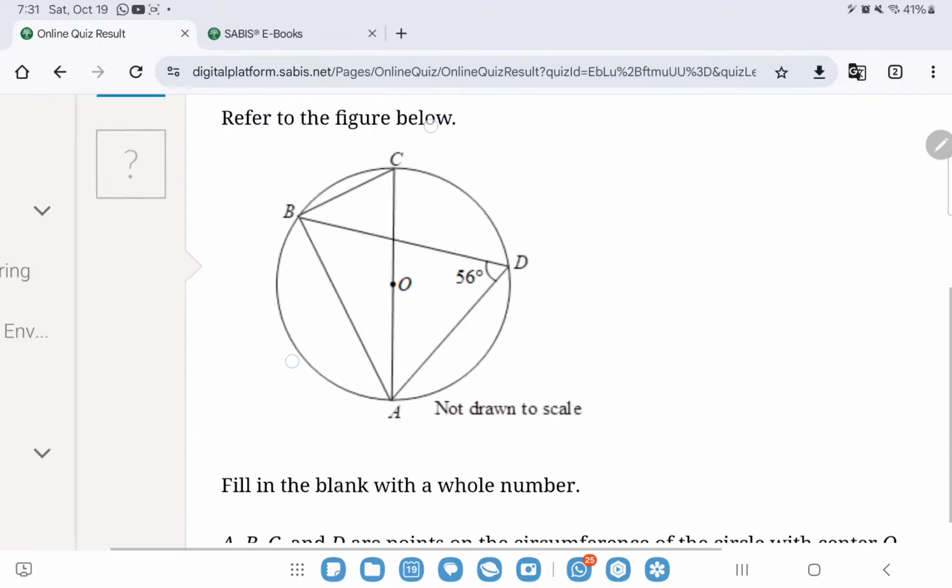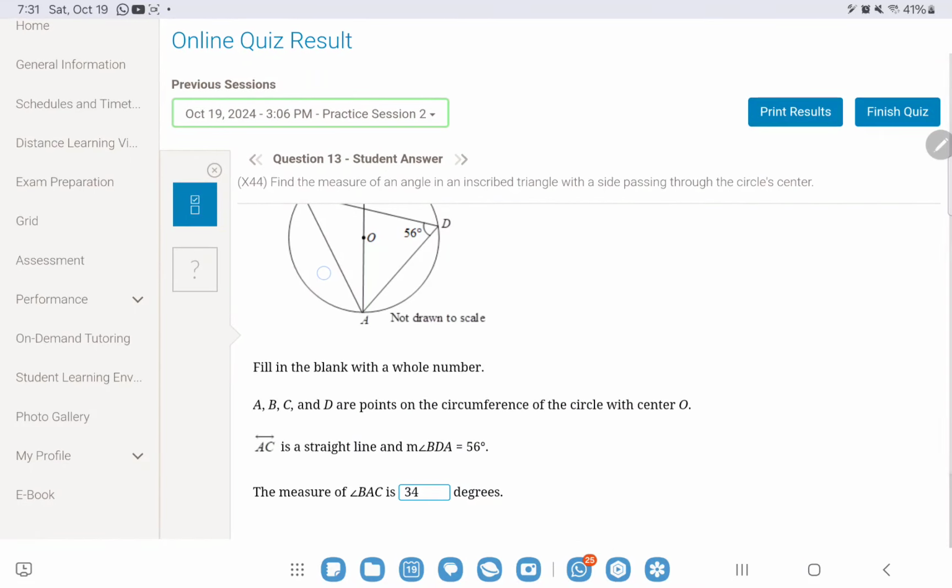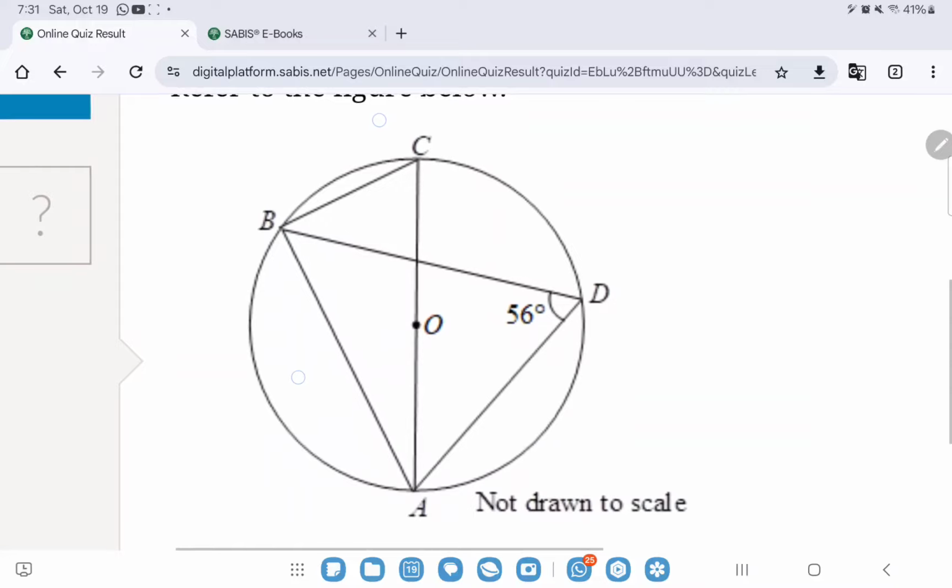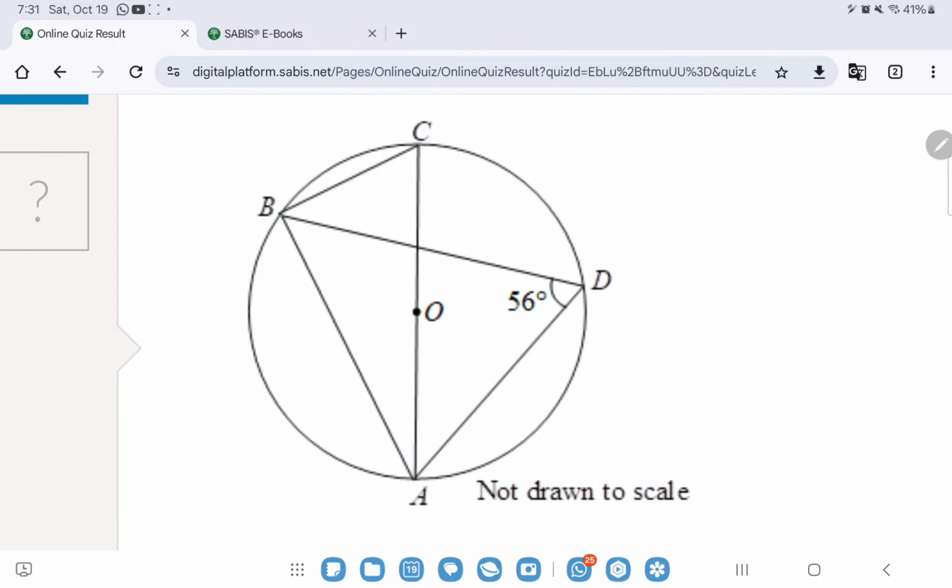Okay, so here they want us to find BAC. Let me change the color. BAC. Okay, it's not working. BAC.